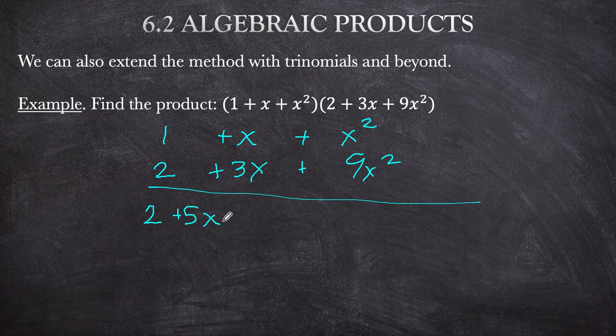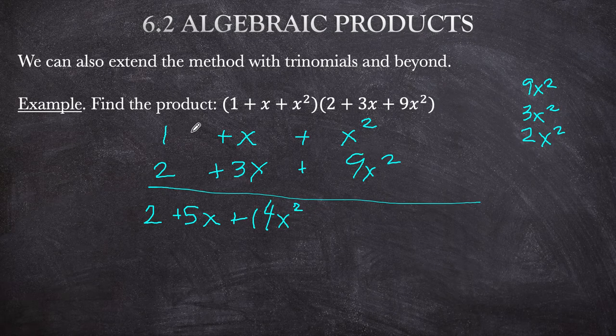The middle step, which is challenging: 1 times 9x squared. Let me write it here, 9x squared. x times 3x is going to be 3x squared. And x squared times 2 is going to give us 2x squared. So they're all like terms. What is 9 plus 3 plus 2? That's going to give us 14. That is plus 14x squared.